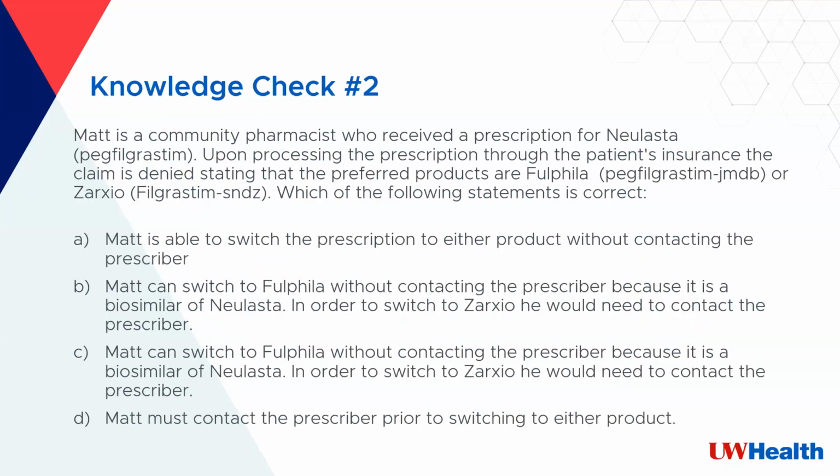So with that, we have reached knowledge check number 2, another breather here. So if everyone could answer the next question in the chat. Matt is a community pharmacist who received a prescription for Neulasta. Upon processing the prescription through the insurance, the claim is denied, stating that the preferred products are Fulphila or Zarxio. Which of the following statements is correct?